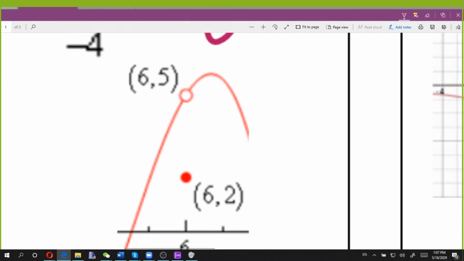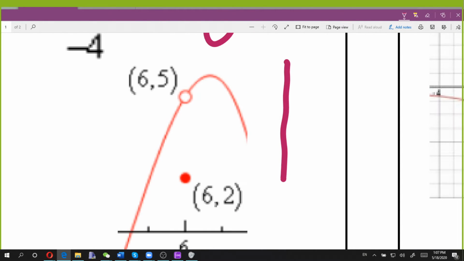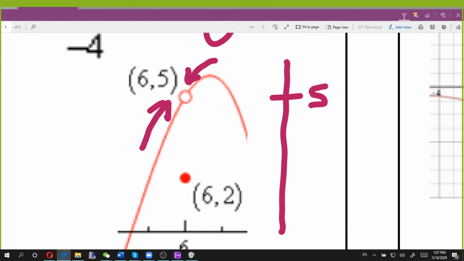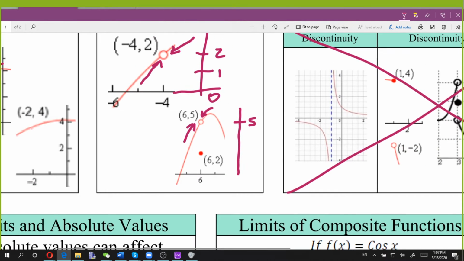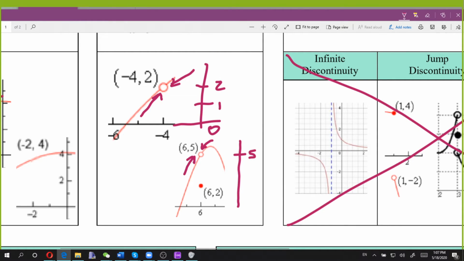Okay, another way this could happen is something like this. So here we've got y equals 5. My limit from the left and from the right are both approaching y equals 5, but if we actually plug in x equals 6, my y value becomes 2. Another way of thinking about this is that a removable discontinuity is a discontinuity that could be fixed by moving one point. So I could move this point here, and that would fix the discontinuity. I could put a point here, and that would fix the discontinuity by just changing one point.